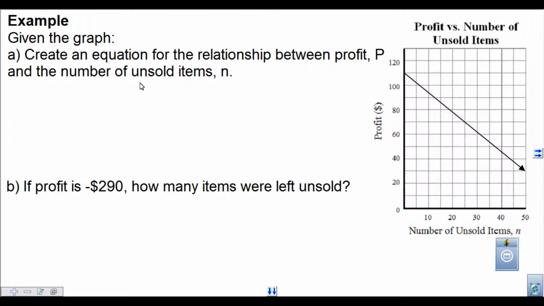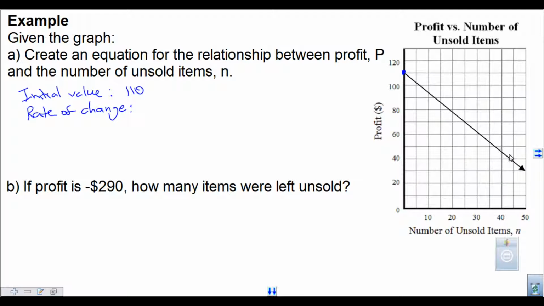Given the graph, we're going to create an equation for the relationship between the profit, P, and the number of unsold items, N. So remember, we're going to need two things. The initial value, which we can look at on the graph. So the initial value is right here where the graph begins. That's at 110. But then we need the rate of change. Now, the rate of change isn't given to us in this question. That means we're going to have to go get it.